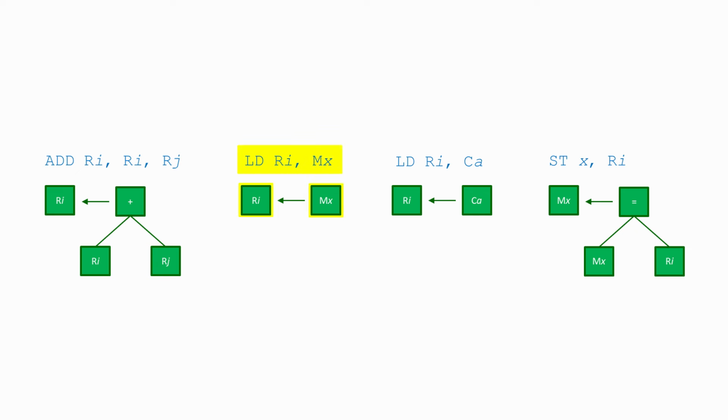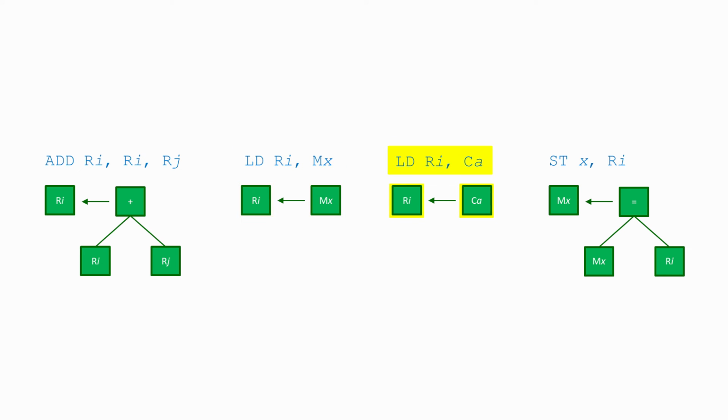The load from memory instruction is represented by the simplest of tree templates, consisting of only one node, mx, with no children at all. mx represents a variable located in memory, and the replacement node is a register. If a memory-based variable is identified in the input tree, it'll be replaced with a register, and the corresponding load instruction will be emitted.